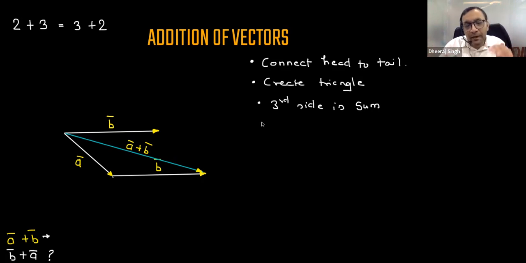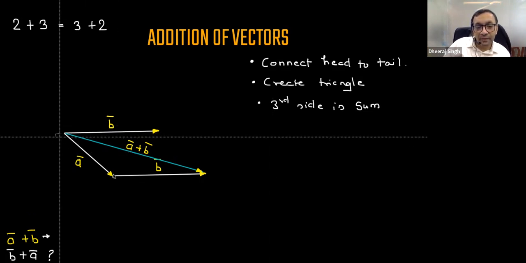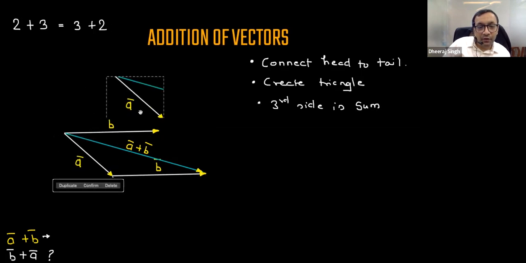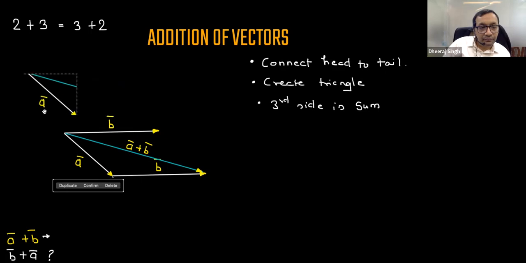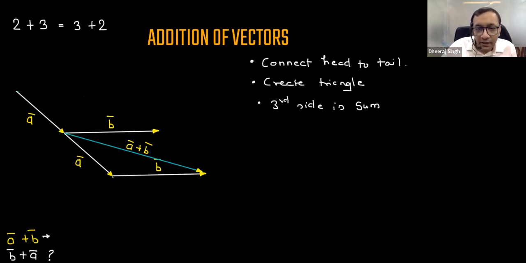Now, if you move B parallel to itself and call that A plus B, then if you move A parallel to itself, what can you say? Rather than moving B, you're moving A now, parallel to itself. You can move it like this. Now it is connected head to tail. So you will get this as B plus A.